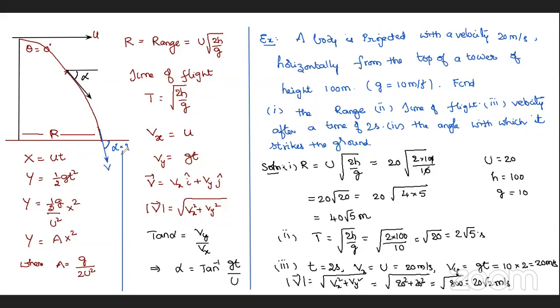So don't get confused. That alpha you can find using the formula: tan alpha is equal to Vy by Vx. Here what is Vx and what is Vy, that you have to find out. So Vx and Vy means it strikes the ground in how much time, Nana? In how much?